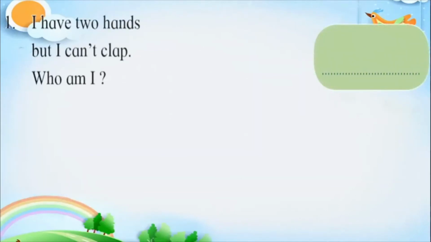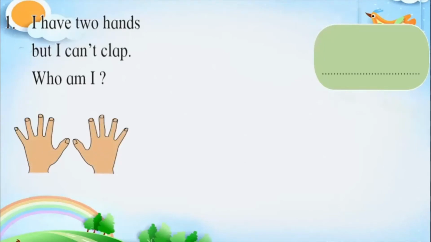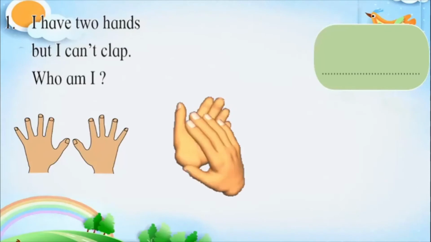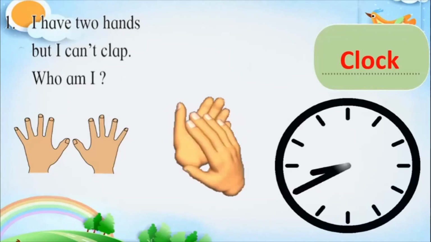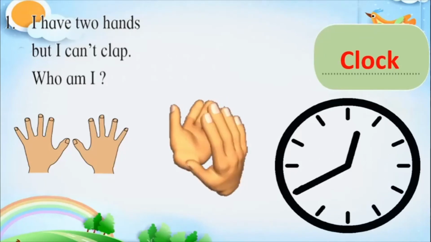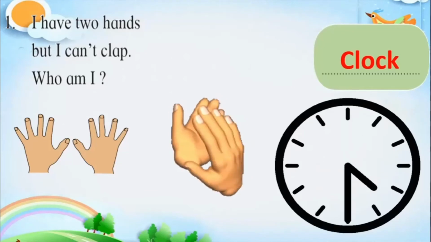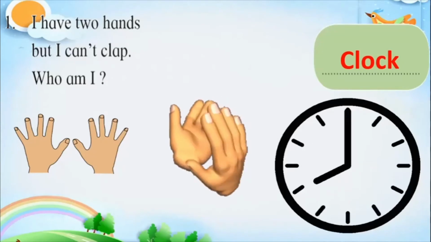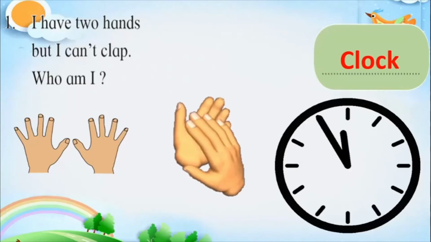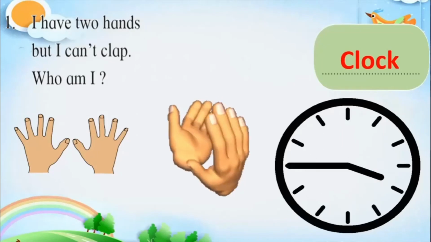I have 2 hands, but I can't clap. Who am I? So what is this thing which has got 2 hands, but it cannot clap? So what is it? Have you seen a clock? See, the clock has got 2 hands. These things which are moving are called the hands of the clock. Sometimes the clock has got the third hand also, okay? But here we have two hands, and the hands cannot clap, but it keeps on going round and round and round. So what is it? It is a clock.